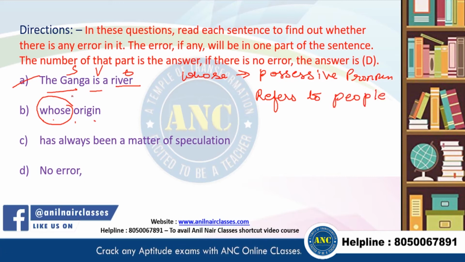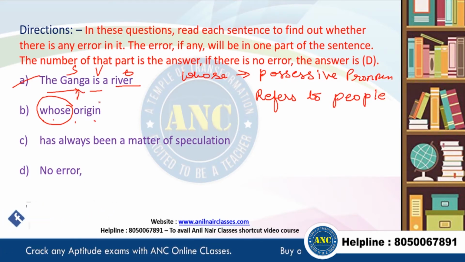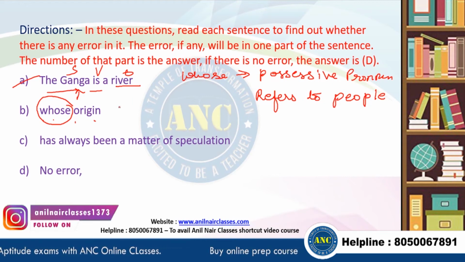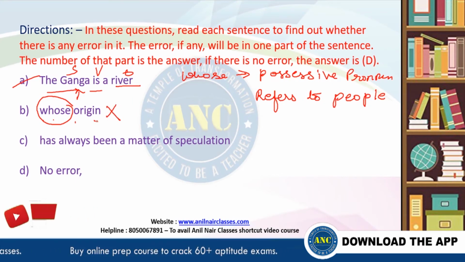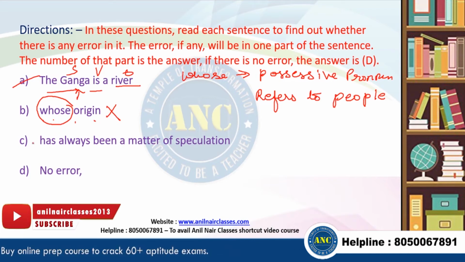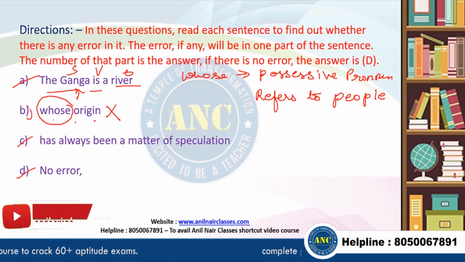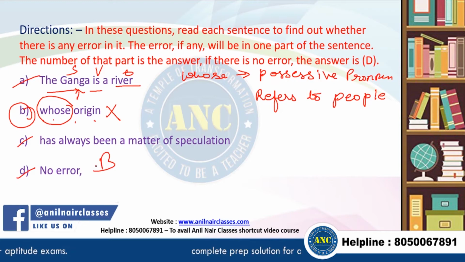Now here in this sentence it is referring to Ganga. Ganga is a thing. So is it right? No, right? We can't use whose over here. So get rid of C and D. Your answer is B. Clear?